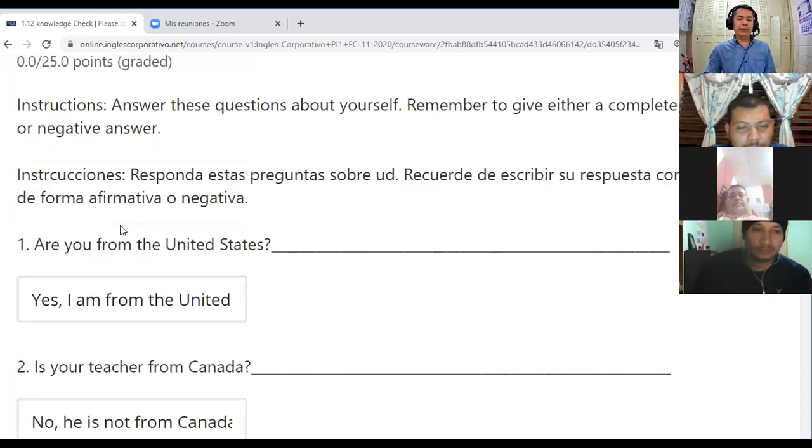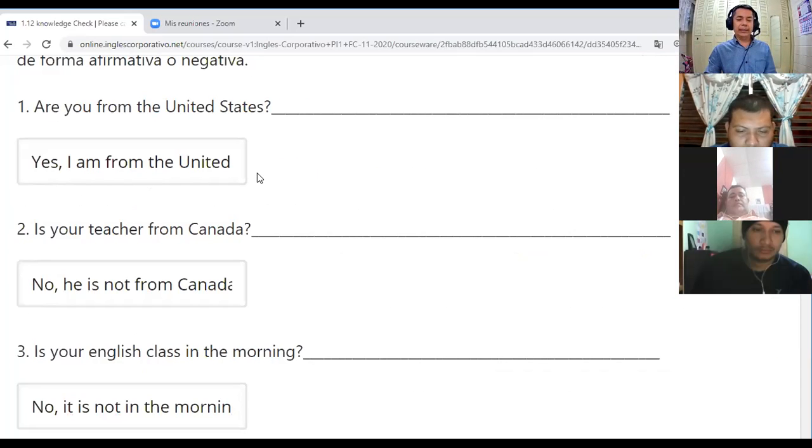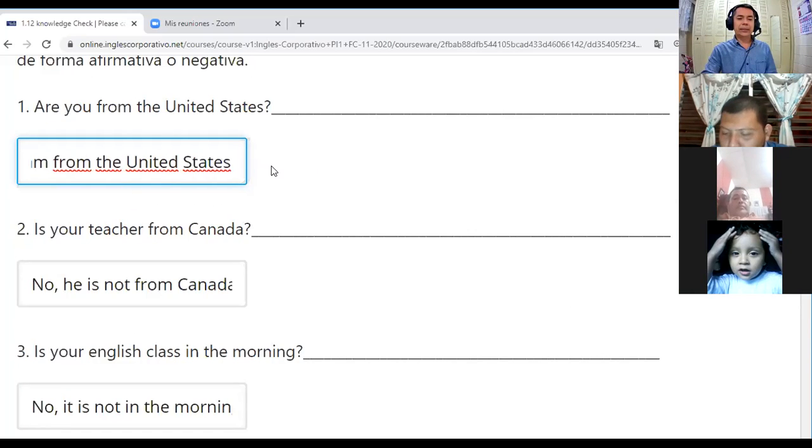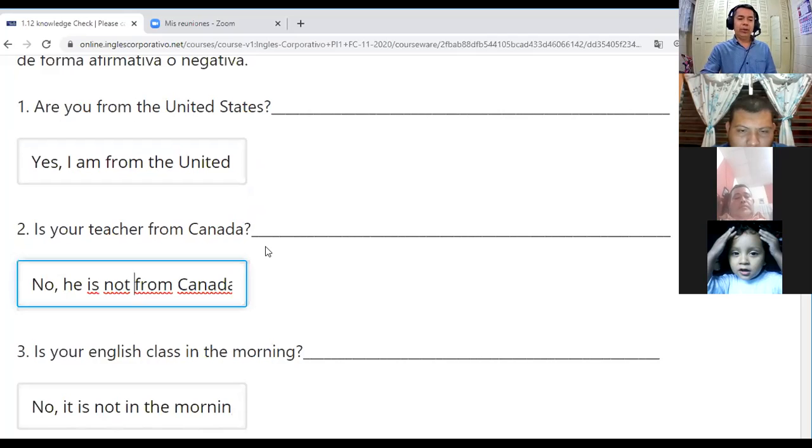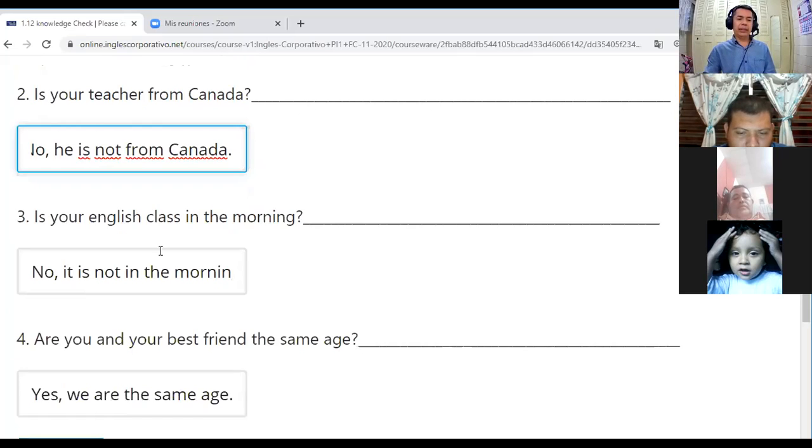Revisamos para que vaya. Aquí está la primera oración. Yes, I am from the United States. Falta el punto. Aquí está el punto, ¿sí? Punto, coma, espacio correcto. Muy bien. Vamos a la dos. Aquí tenemos un espacio también después de la coma. Canadá sin tilde y punto final. Correcto. Vamos a la tres.